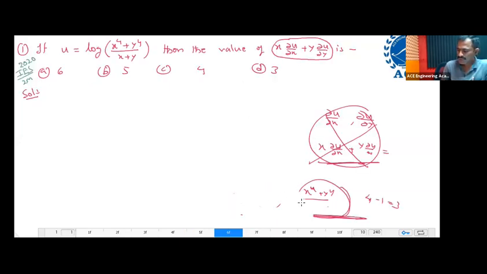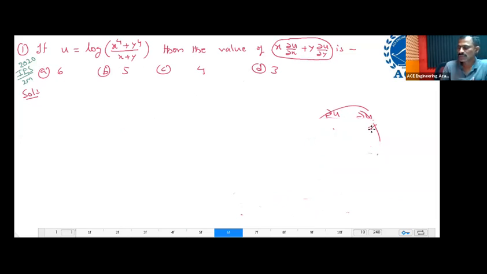It is a 2020 IES question, a 2 marks problem only. As well, all IES questions are 2 marks problems only. Okay, let us do this problem.